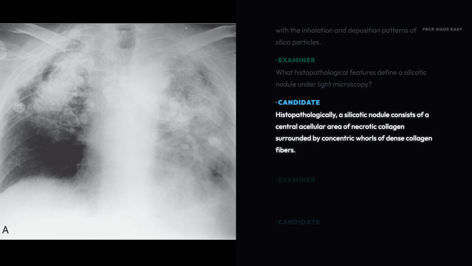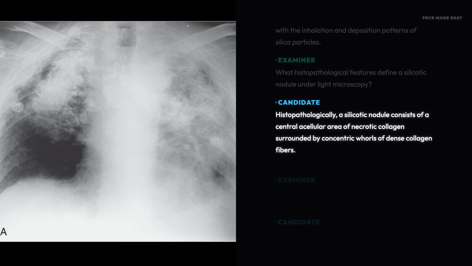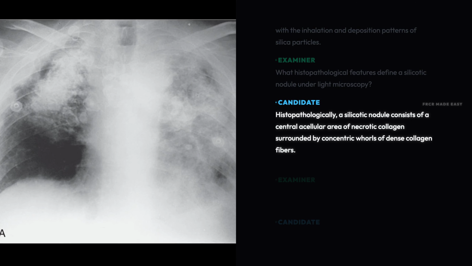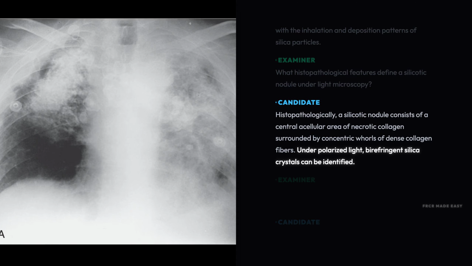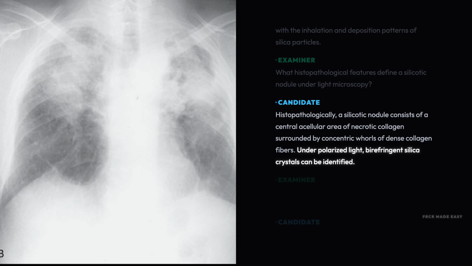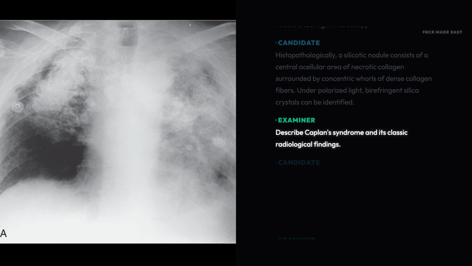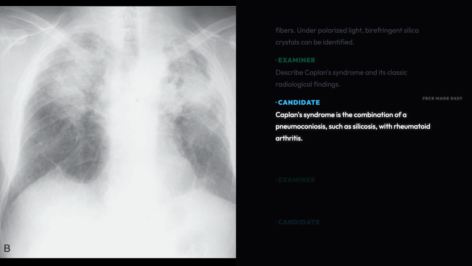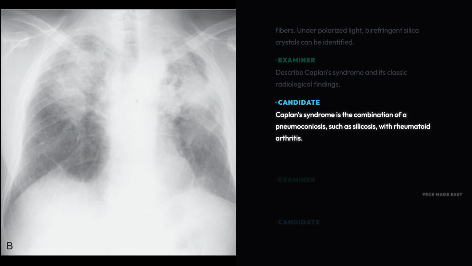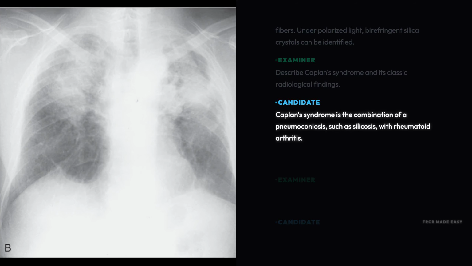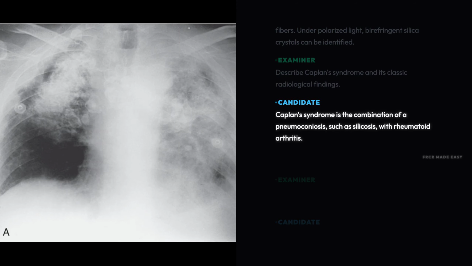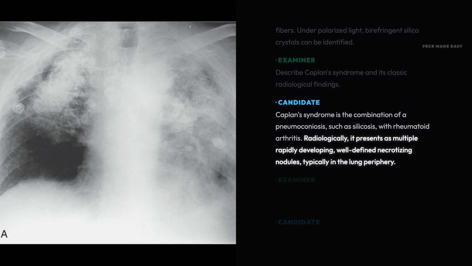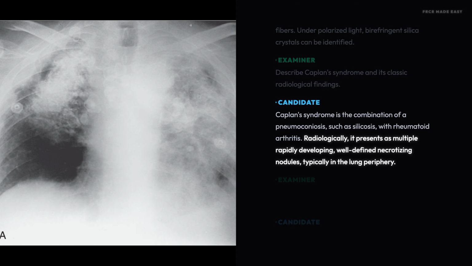Histopathologically, a silicotic nodule consists of a central acellular area of necrotic collagen, surrounded by concentric whorls of dense collagen fibers. Under polarized light, birefringent silica crystals can be identified. Describe Kaplan's syndrome and its classic radiological findings. Kaplan's syndrome is the combination of a pneumoconiosis, such as silicosis, with rheumatoid arthritis. Radiologically, it presents as multiple rapidly developing, well-defined necrotizing nodules, typically in the lung periphery.